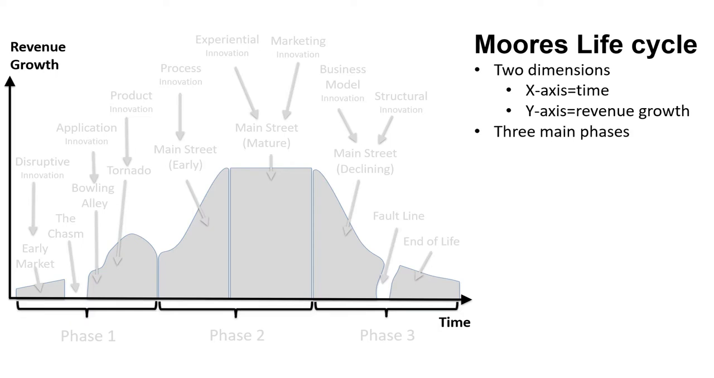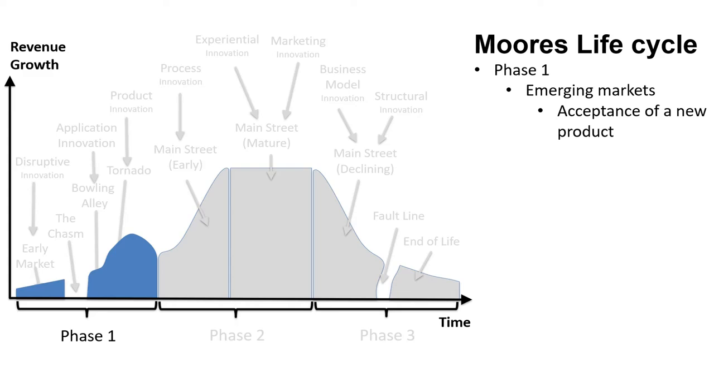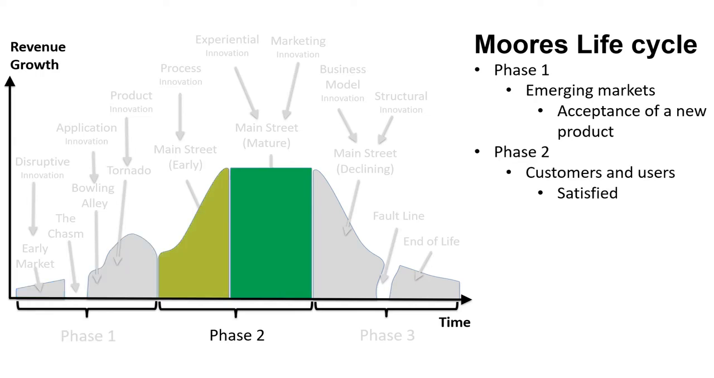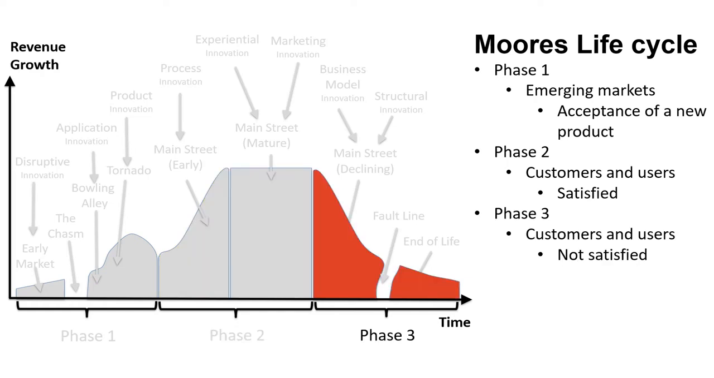Moore's model is divided into three main phases on the horizontal timeline. The first phase is about emerging markets, getting the acceptance of a new product. In the second main phase, the customers and users know the products and are generally satisfied. And in the third main phase, the customers are looking for alternatives.